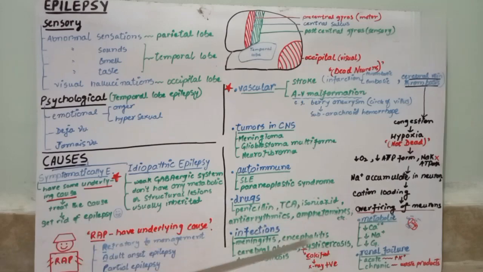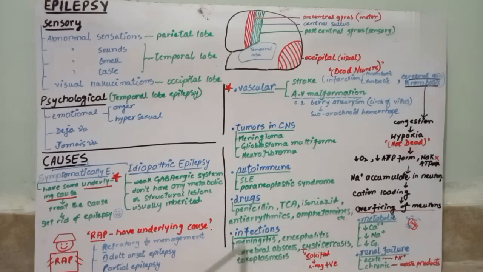Drugs. These are a few drugs. There are many more. If their metabolites increase in the body, they may go to the brain and cause seizure attacks, like metabolites of penicillin, tricyclic antidepressants, isoniazid, cardiac antiarrhythmics, and amphetamines, which is a CNS stimulant, etc. Coming towards infections, I divide it into two, like this one and this one.